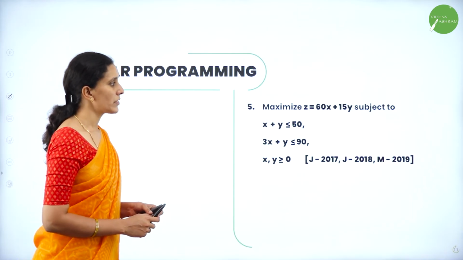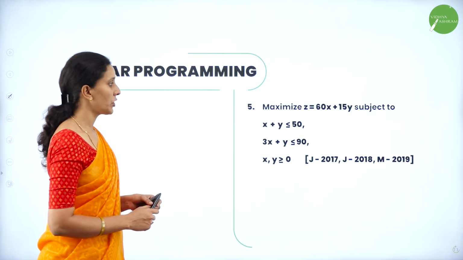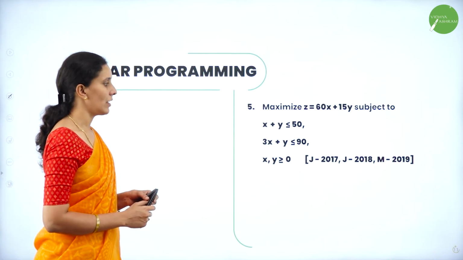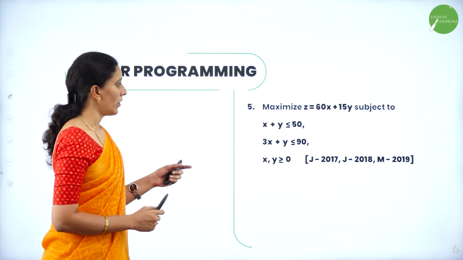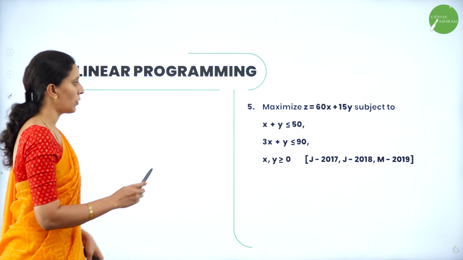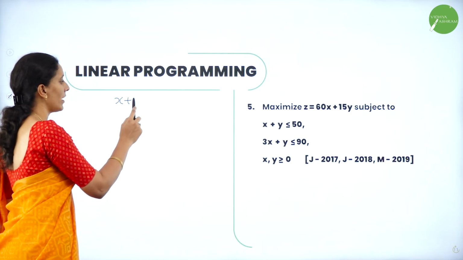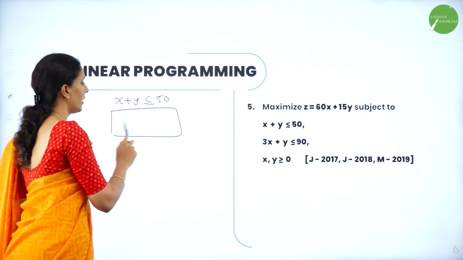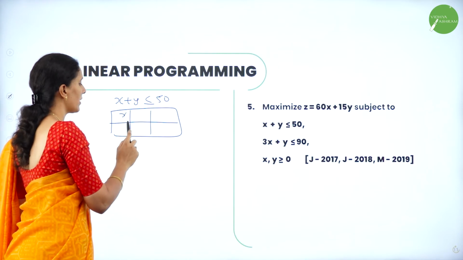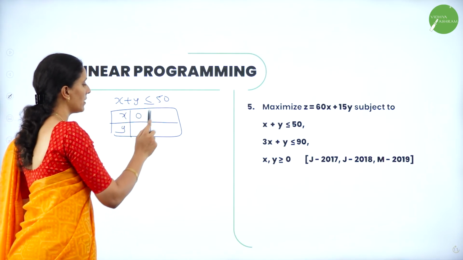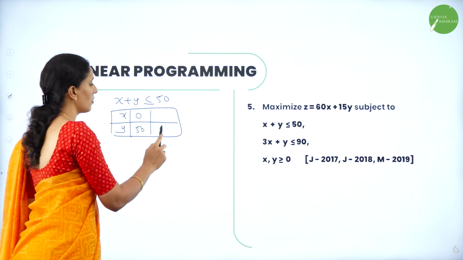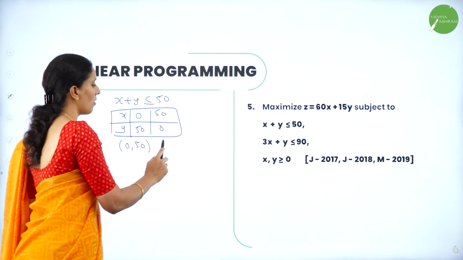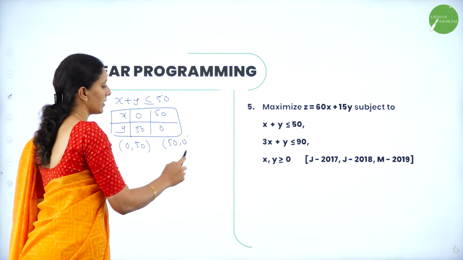Maximize z is equal to 60x plus 15y subject to x plus y less than or equal to 50, 3x plus y less than or equal to 90. So again here this is the question. We have two straight lines, x plus y less than or equal to 50. Find the solution by taking different points x and y. X is 0 means y is 50. Y 0 means x is 50. So therefore the points are 0, 50 and 50, 0.